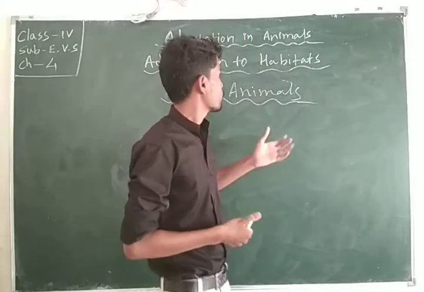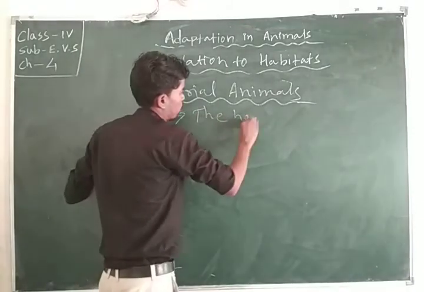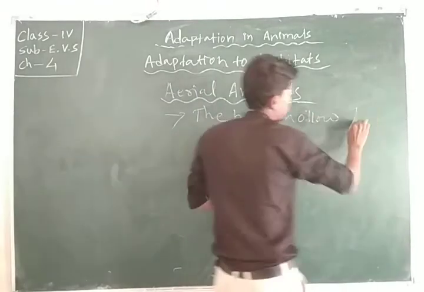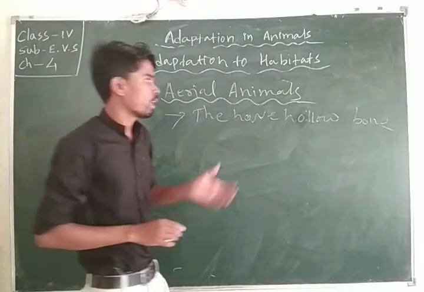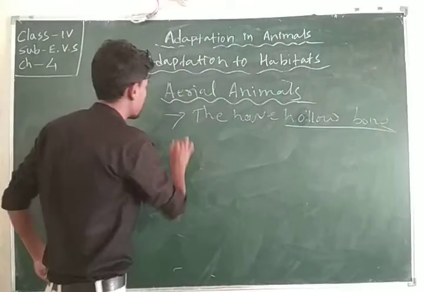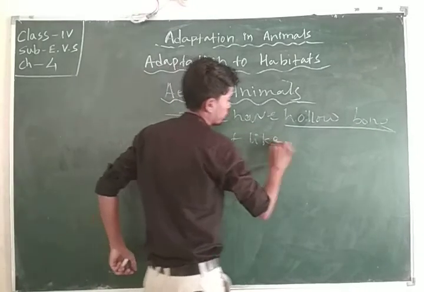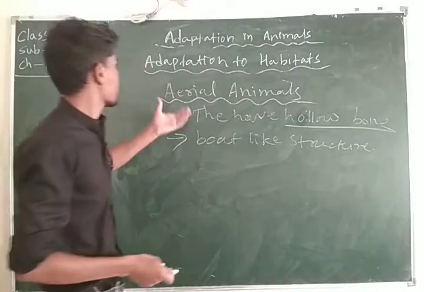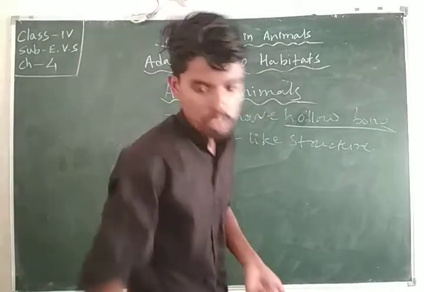And they have hollow bones, and their body has a boat-like structure. So this is the characteristic of aerial animals, their adaptation.